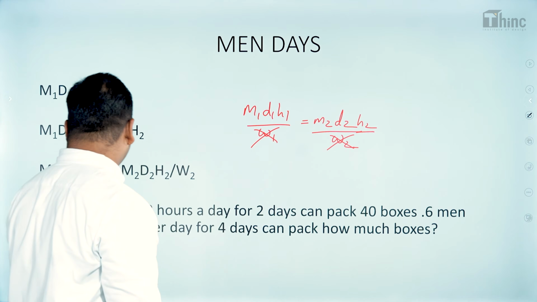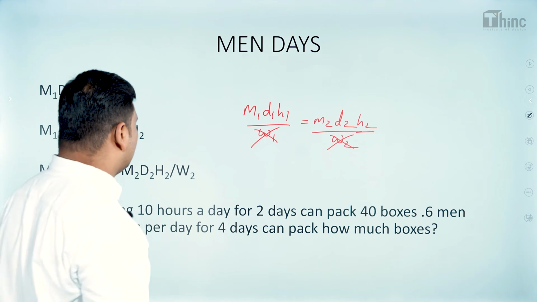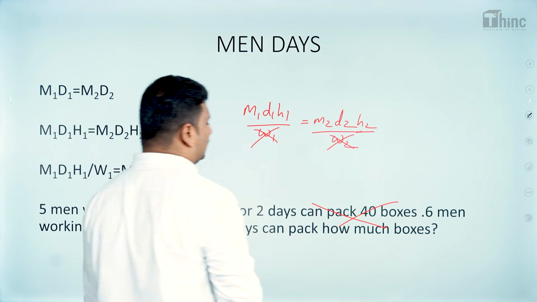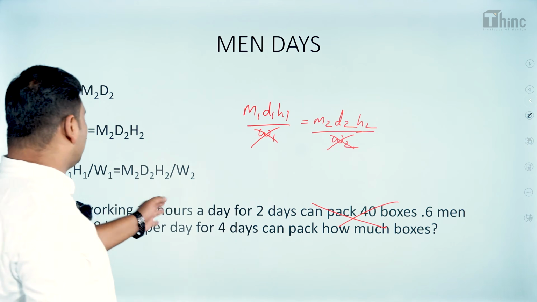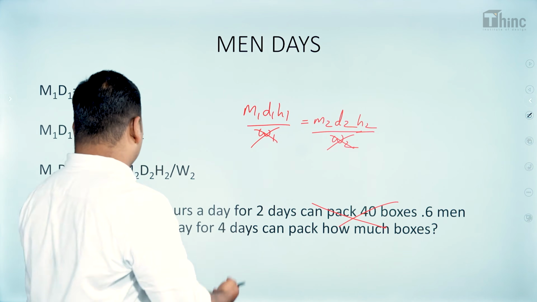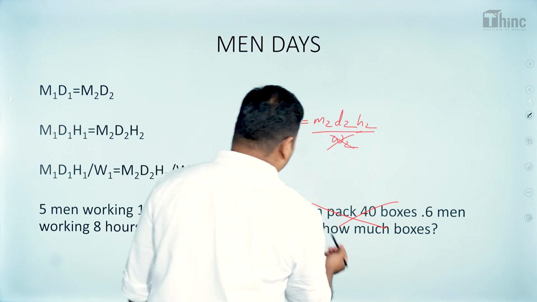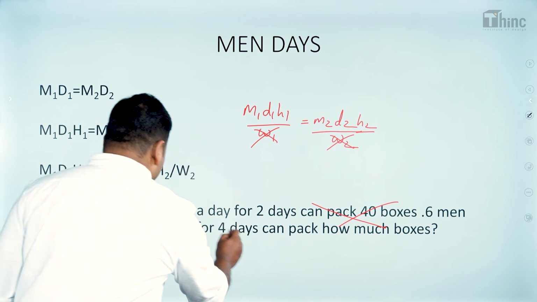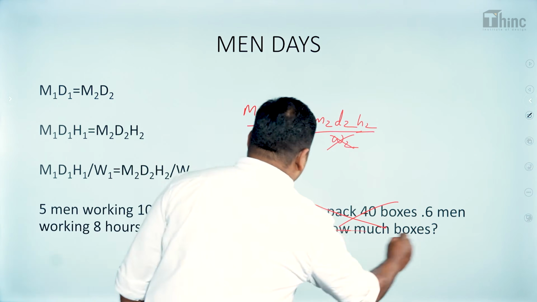So let's say the question is like this: 5 men working for 10 hours a day for 2 days can finish a work. There is no mention of boxes. 6 men working for 8 hours per day can do the same work in how many days? Let's say days is missing. So this is a question.